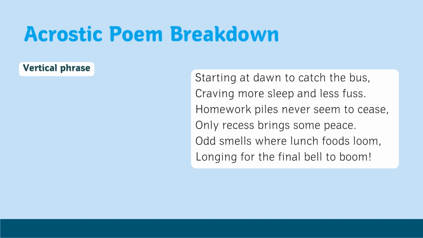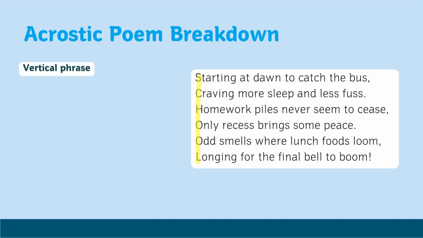So the most important thing about an acrostic poem is the vertical word or phrase. This is a word or phrase that can be read by looking at the first letters of each line. As we can see in our example acrostic poem, the word is school. This should give us an idea of the topic of the poem, and it will also be the title of the poem too.